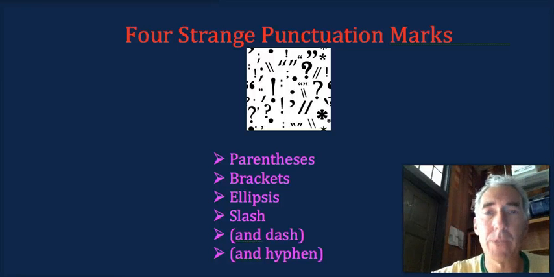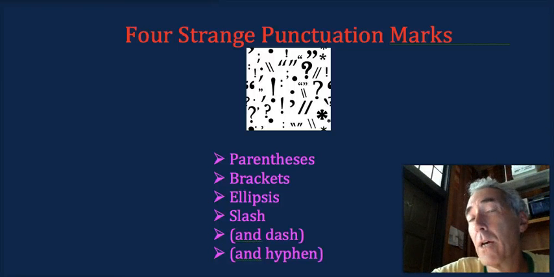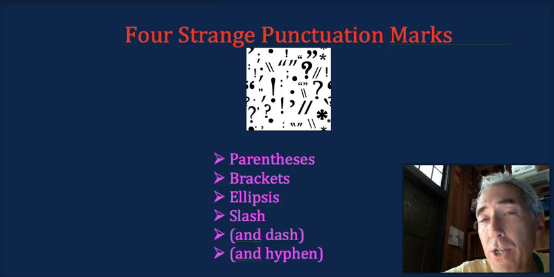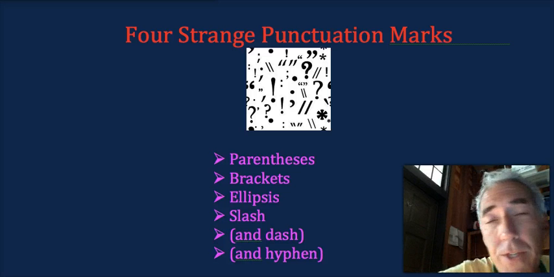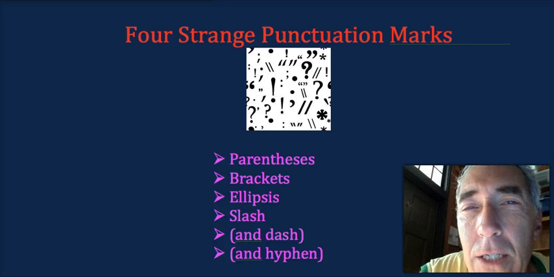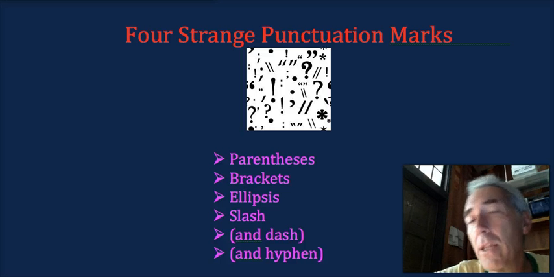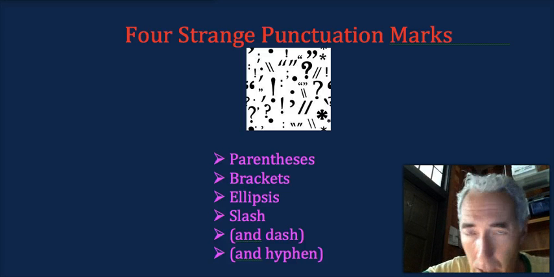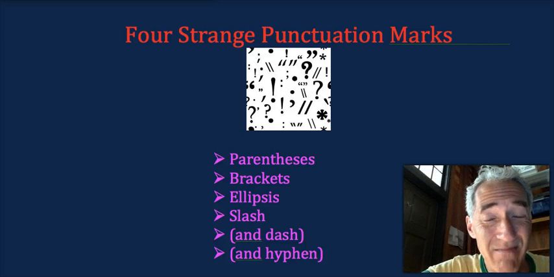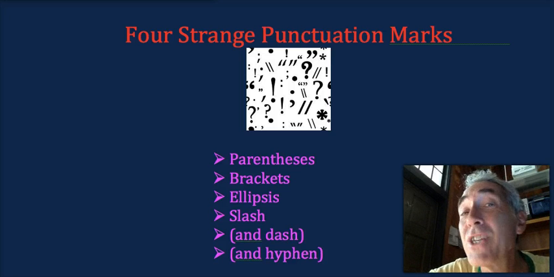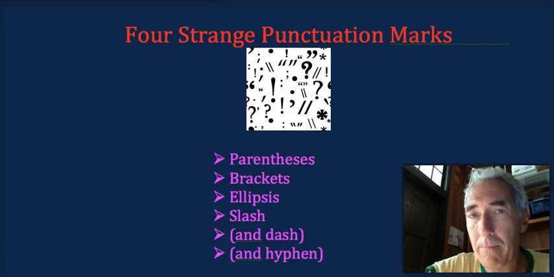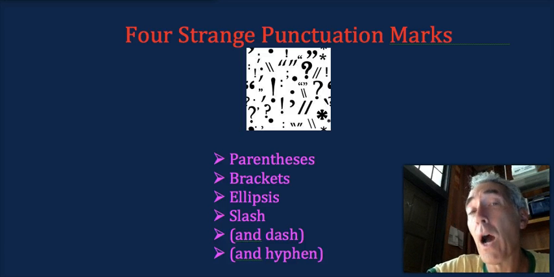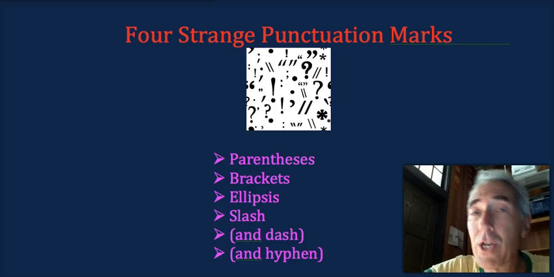Hello and welcome to this tutorial on some strange punctuation marks that you don't use very often. They are parentheses, brackets, ellipses, and the ever-elusive slash mark. Do you have any idea what these are? Maybe if you're lucky, I'll mention dashes and hyphens as well. But mainly this is about those four other marks, because another tutorial deals with the dash and the hyphen.